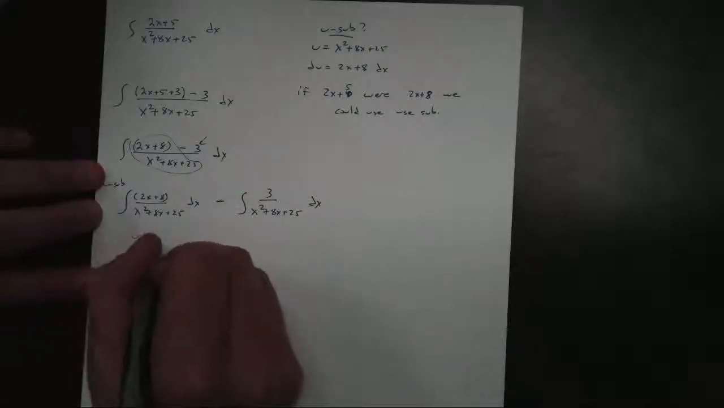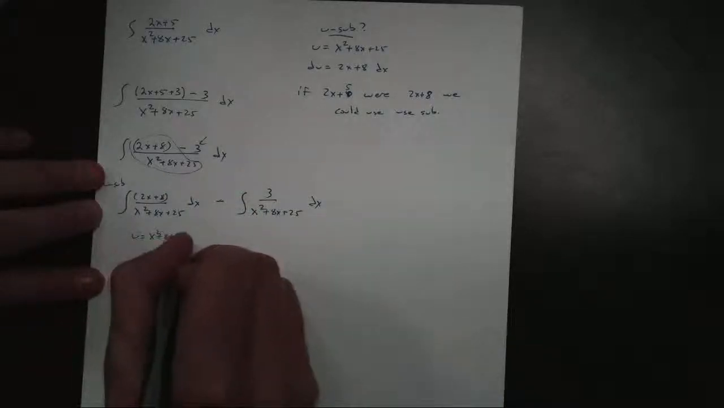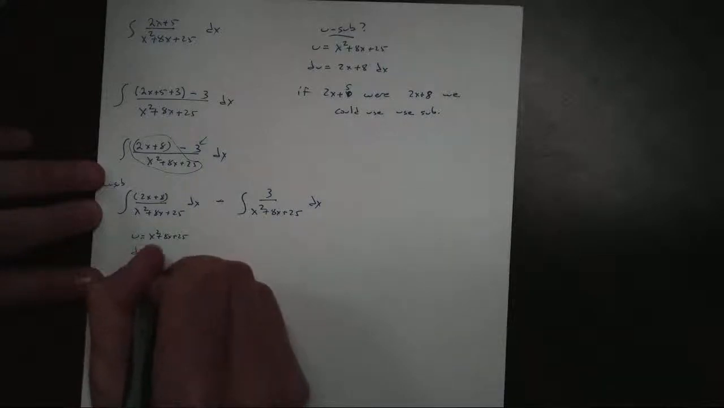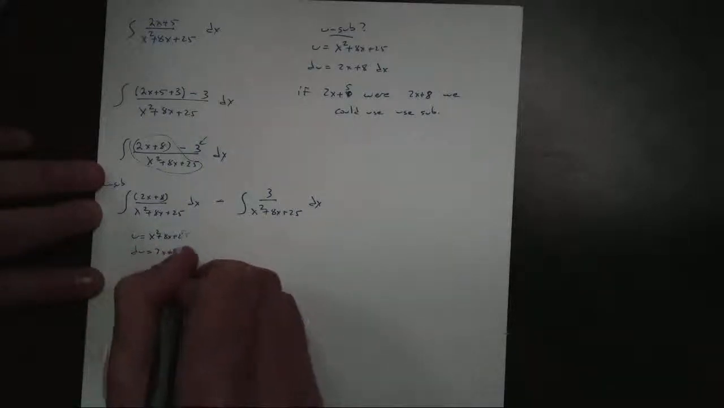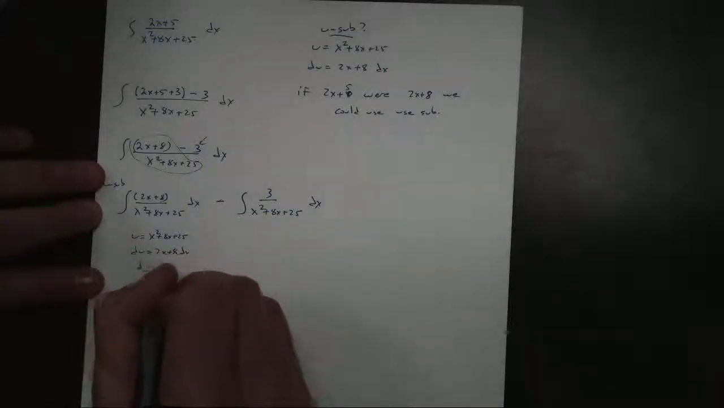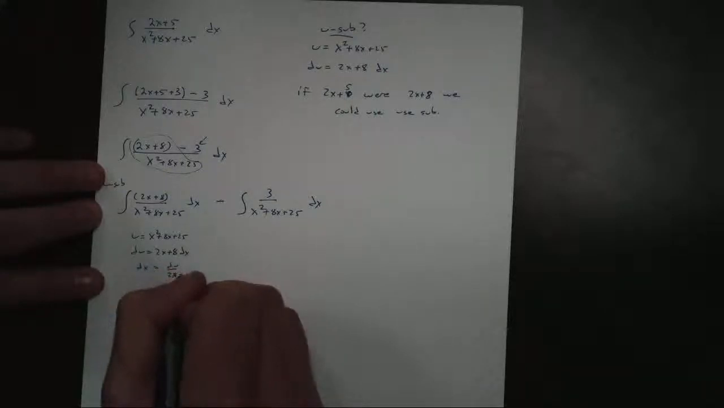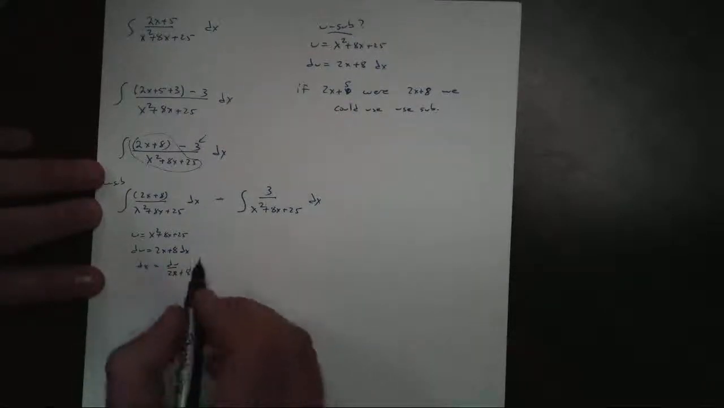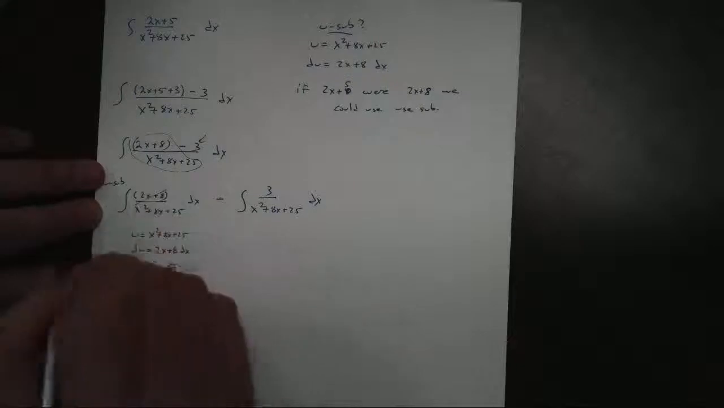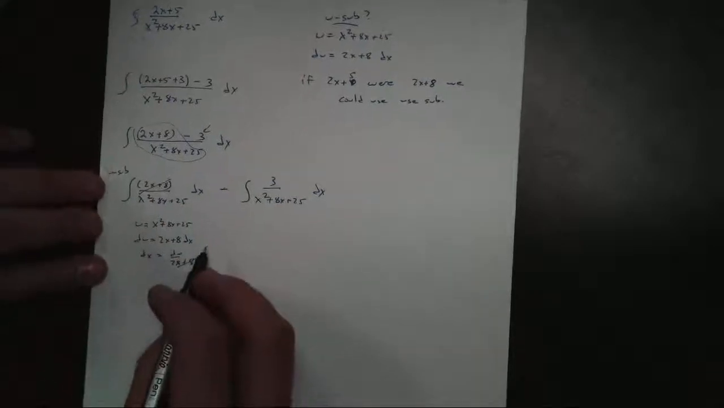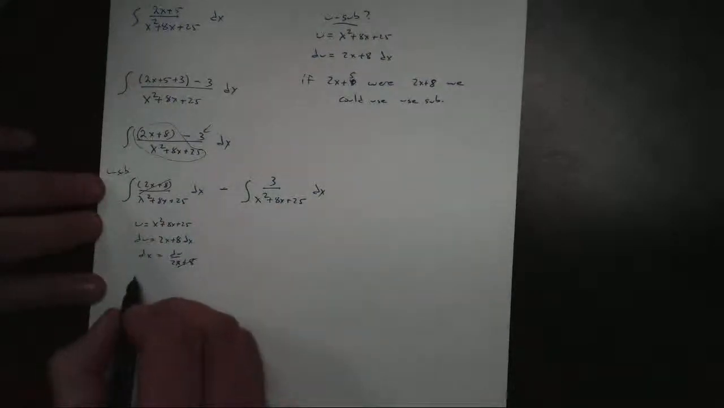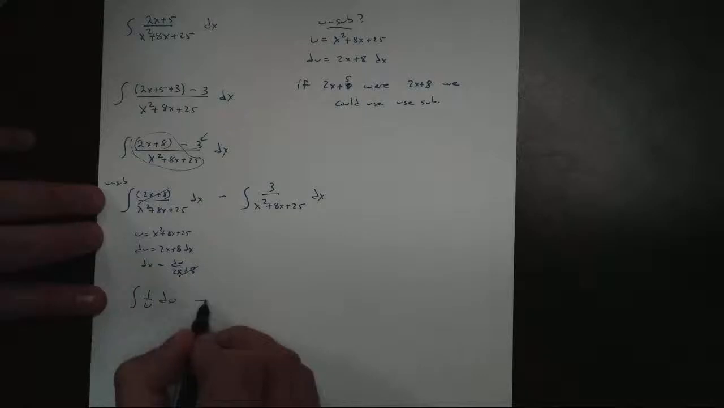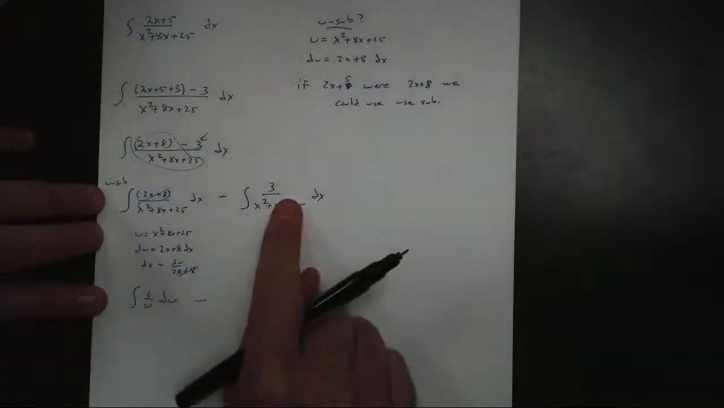My u I know is x squared plus 8x plus 25. My du is 2x plus 8 dx. So dx is du over 2x plus 8. Now what's cool is I know what's going to happen. Those are going to cancel. I made it happen. That's why we chose those. So we're left with the antiderivative of 1 over u du. And we know that. So let's go back over here now.